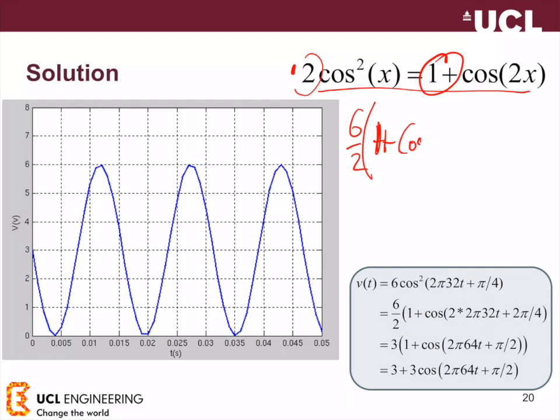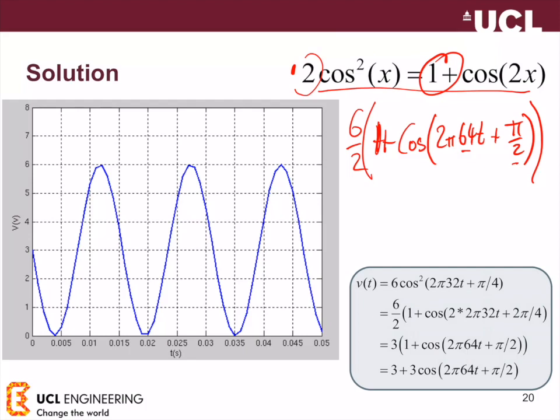So the important thing to remember here is we double both the frequency, so 2 pi instead of 32 we now get 64t, plus we also have to double the phase shift, so we get 2 pi by 4, which is equal to pi by 2. So we've doubled both the frequency and we've doubled the phase shift.